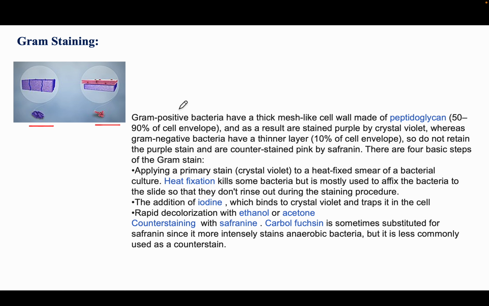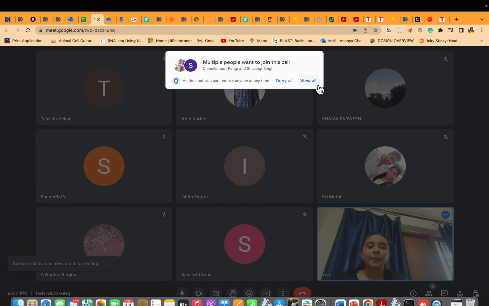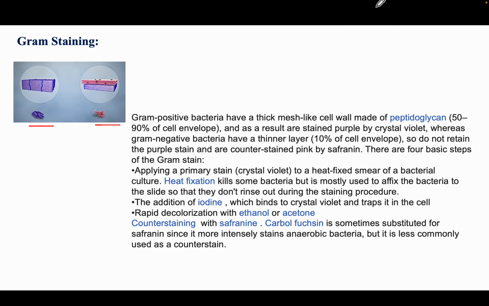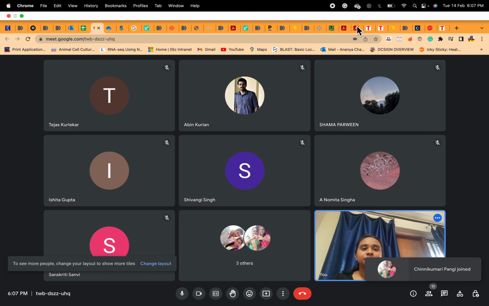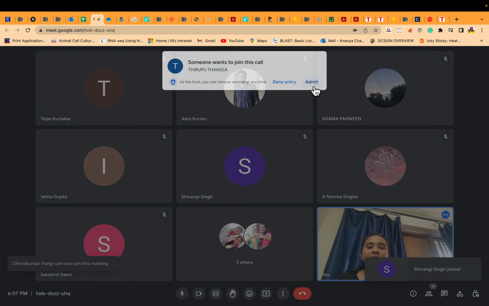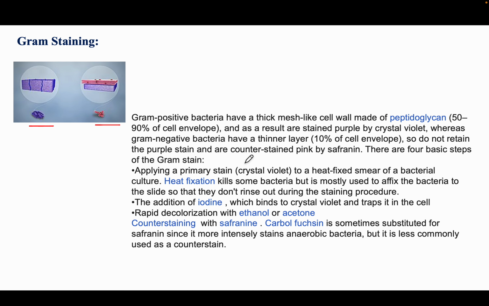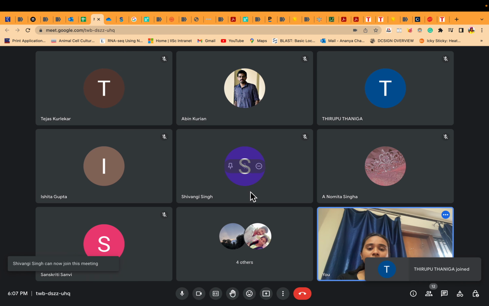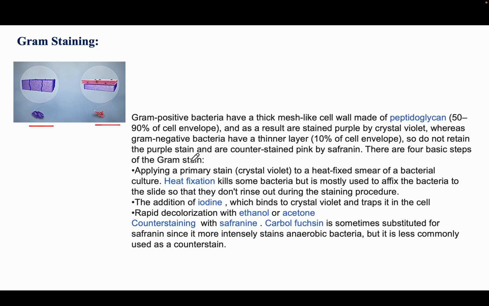And in the process of crystal violet staining or gram staining, at the end step, we do a counter stain with safranin. In the case of gram-negative bacteria, they get stained pink by the presence of safranin.